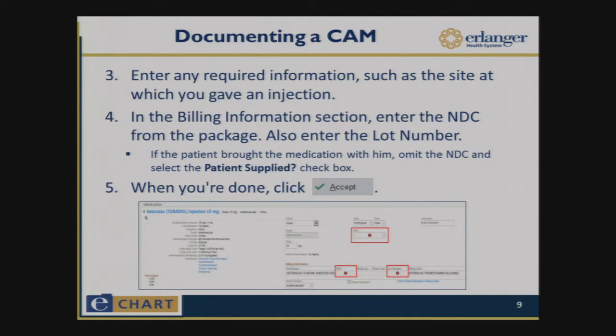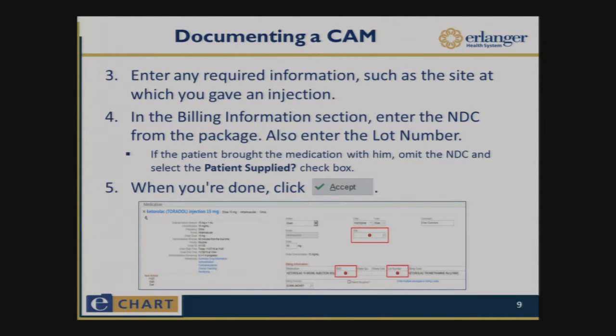Okay, so once you've clicked that blue bar, the information will pull up that you need to document. So you need to enter any of the required information. I think it makes you document a site, the NDC number, and the lot number. And if the patient brought the medication with them, you need to just omit the NDC and select the patient supplied checkbox. I don't know if you can see it down here. It's kind of small on this screenshot. But there is a box there that you can check.